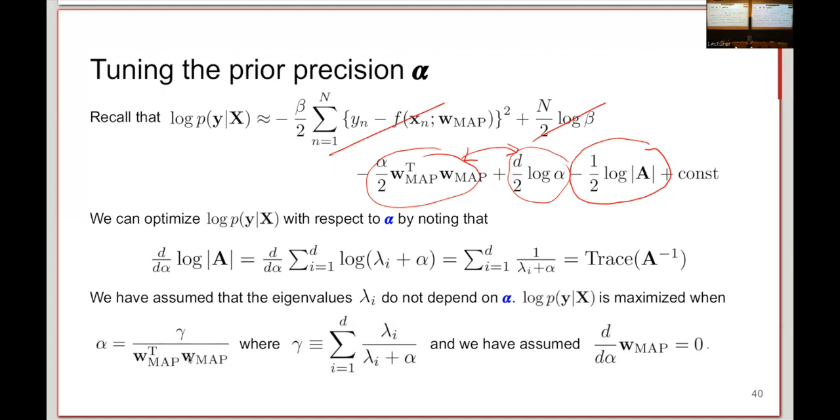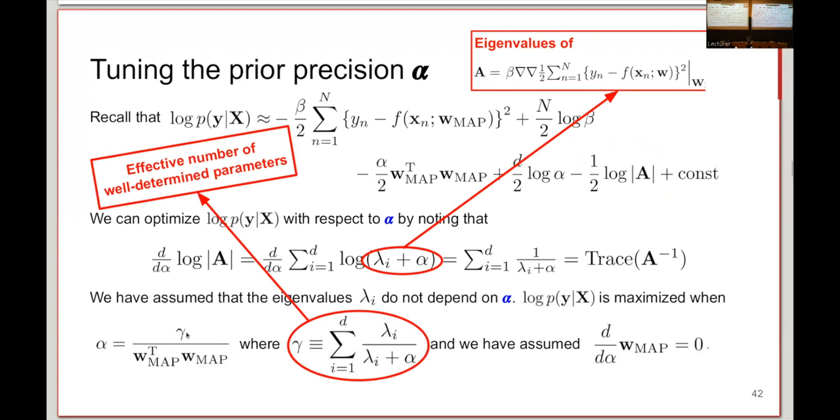The quantity gamma is actually super interesting. It's a quantity that represents, I think we have it here, the effective number of well-determined parameters in our neural network. So this quantity gamma is just these eigenvalues of the log likelihood divided by the eigenvalues of the log likelihood plus alpha. And what is going to happen is that if some direction in our loss function is very flat, this eigenvalue is going to go to zero. And then when you are summing over dimensions here, that means that there is one dimension that doesn't really contribute much to your point estimate of the weights.